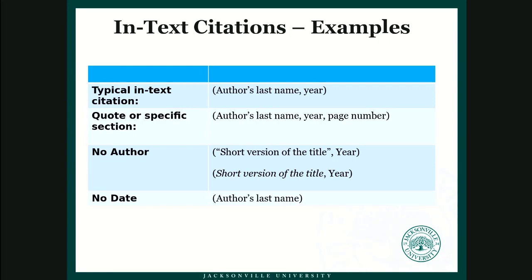The last example is if there's no date. If there's no date, just skip it. So we're just going to have the author's last name. And typically in APA, you just cite what you see. So if you don't see something, don't cite it. So if there's no date, just leave it out.